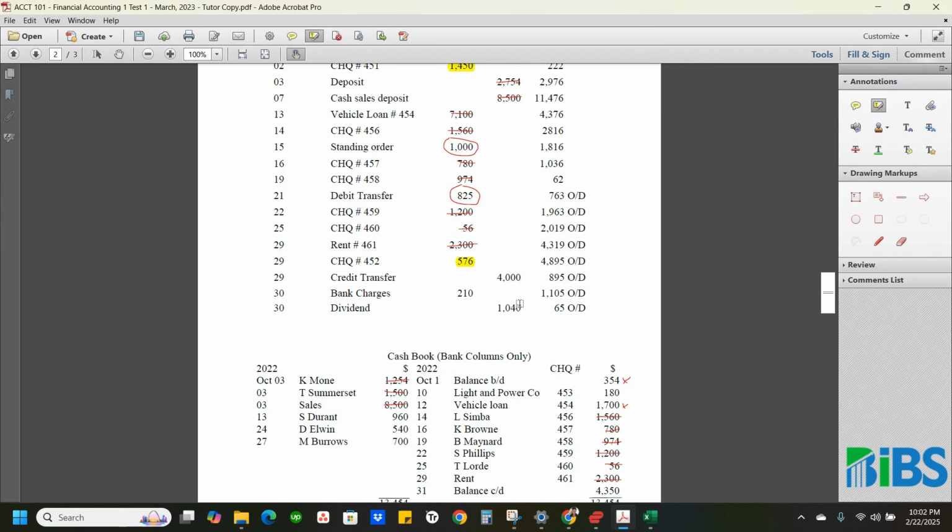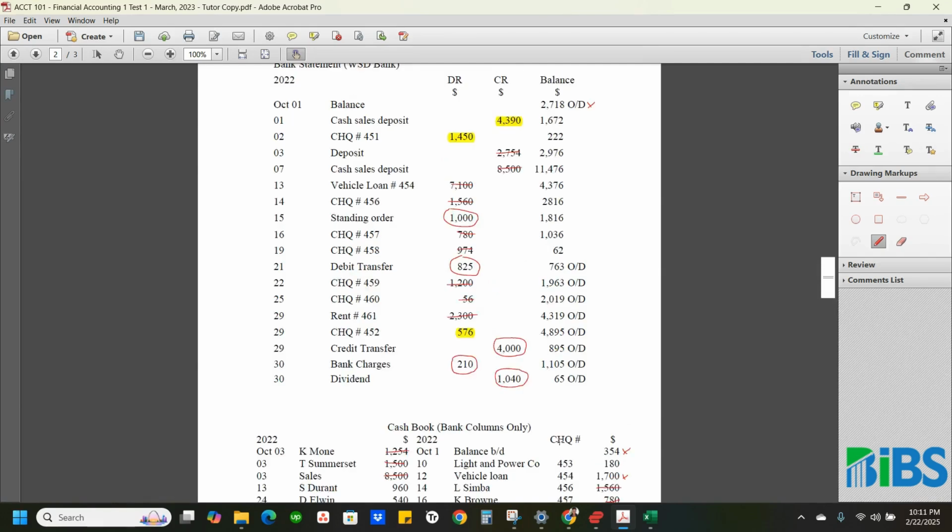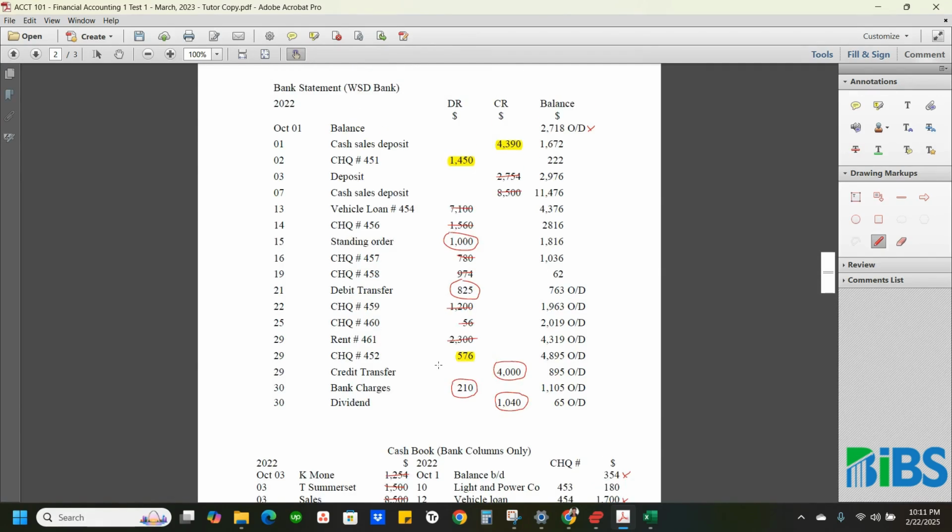On the 29th, we have a credit transfer for 4,000. That is not on the debit side of our cash book. So we will circle that. Right. Bank charges for 210. That is not in our cash book on the credit side. So we will circle that. And we also don't see that dividend for 1040. All right. So we can circle that.